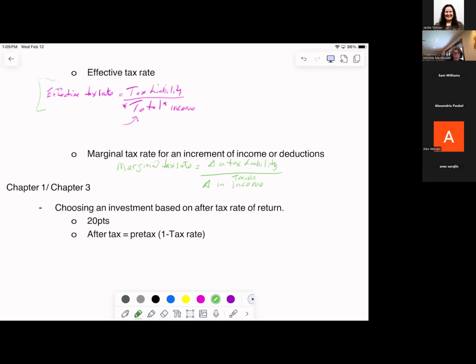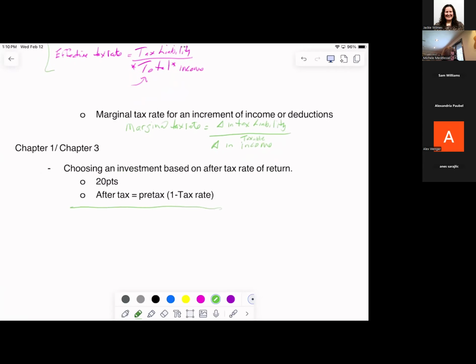All right. And then there's one problem that is kind of a mix of chapter 1 and chapter 3, because we talked about it in chapter 1, but we really focused on it in chapter 3. And that's choosing an investment based on after-tax rate of return. That's 20 points, and that's going to use this formula. Remember, that formula will not be given to you. You need to remember that formula. So I would absolutely commit that formula to memory and be able to use it a variety of ways, right? And so we just did the Martha Stewart problem.